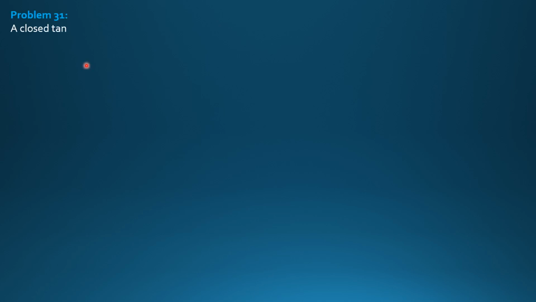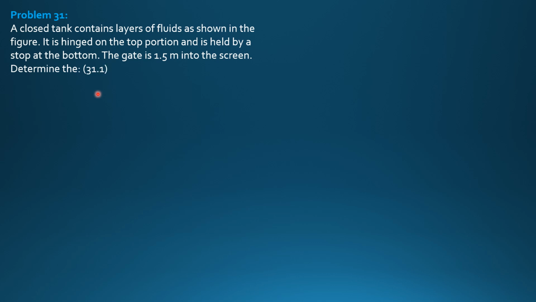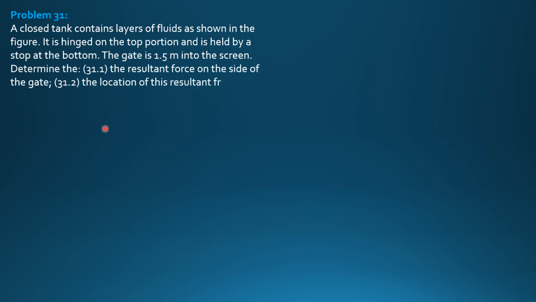Problem 31. A closed tank contains layers of fluids as shown in the figure. It is hinged on the top portion and is held by a stop at the bottom. The gate is 1.5 meters into the screen. Determine the resultant force on the side of the gate, the location of this resultant from the hinge, and the reaction on the stop.